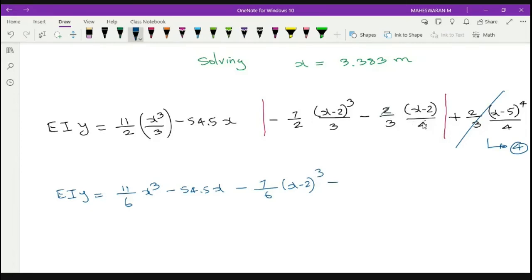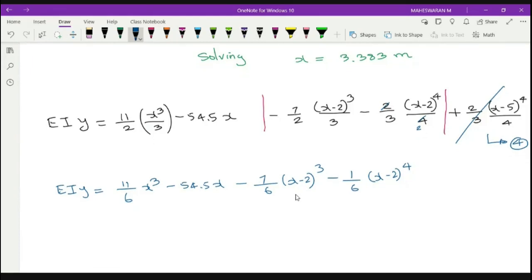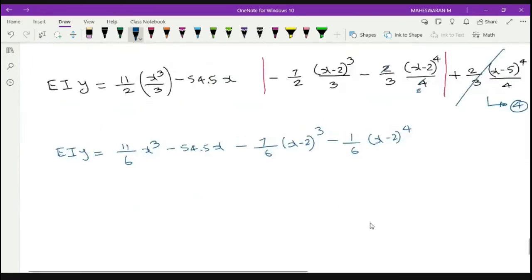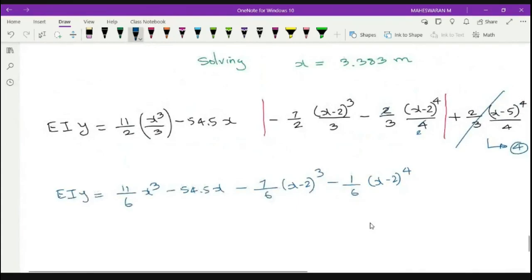Okay, so which we cancelled here already. So 1 by 6, I think x minus x power 4. Okay, so we missed that. So into 1 minus x minus 2 the whole power 4. Okay, this is my value. Right? So now let me substitute x is equal to 3.38 in this.